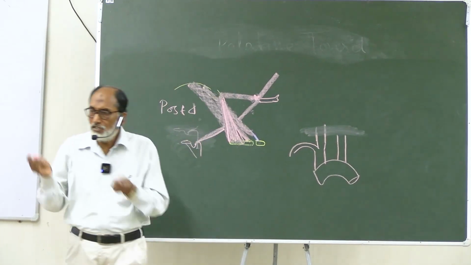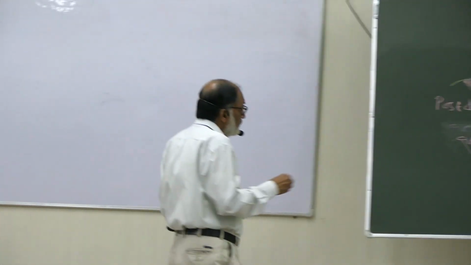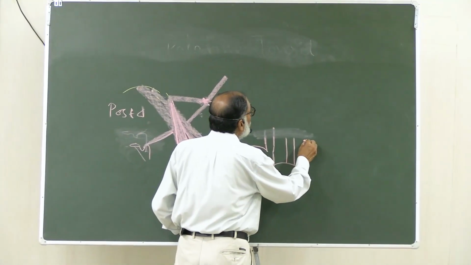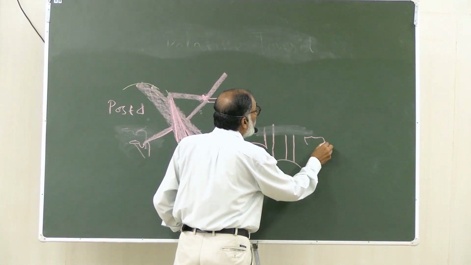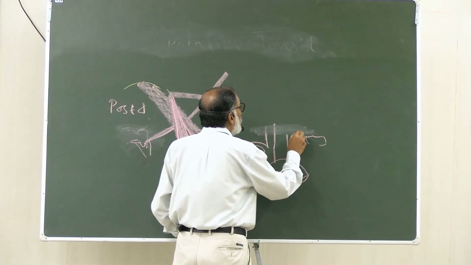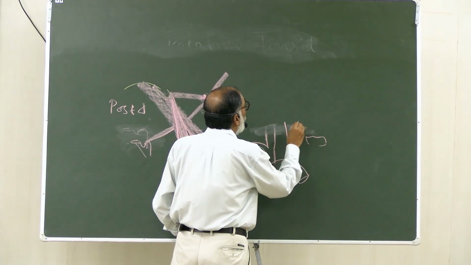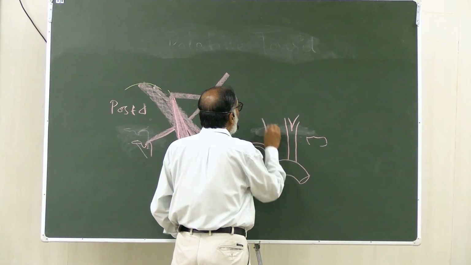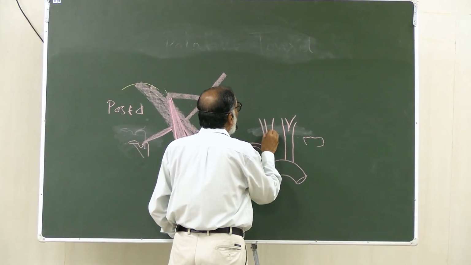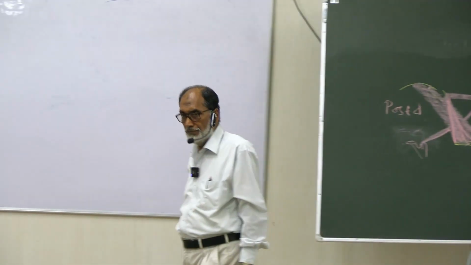At which level does the common carotid divide? At the upper margin of the thyroid cartilage. Suppose here there is the thyroid cartilage. This is the thyroid cartilage, its upper margin. At this level, it will divide into two: external carotid and internal carotid.